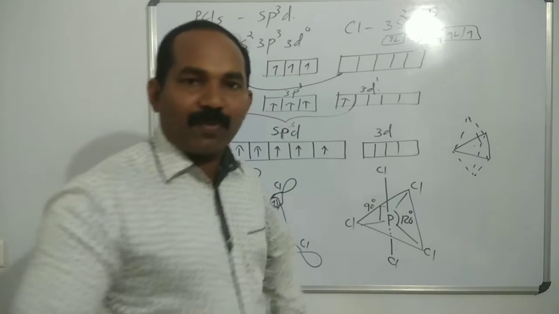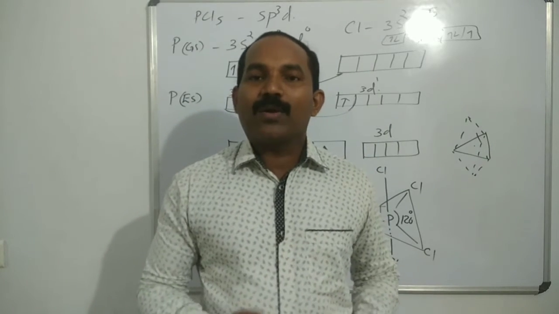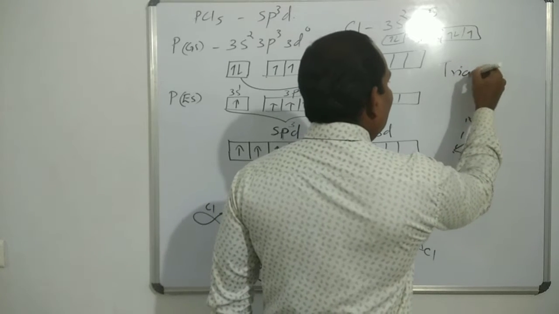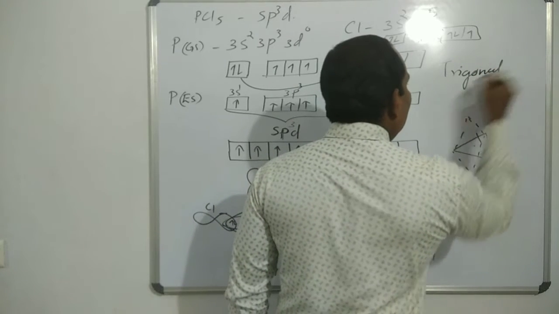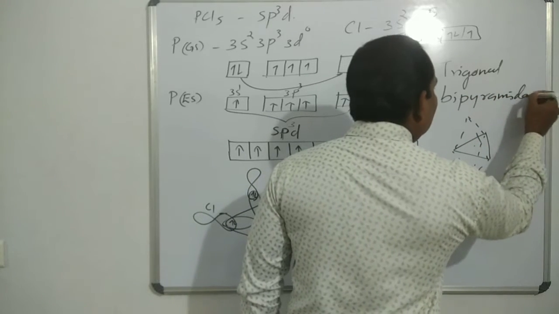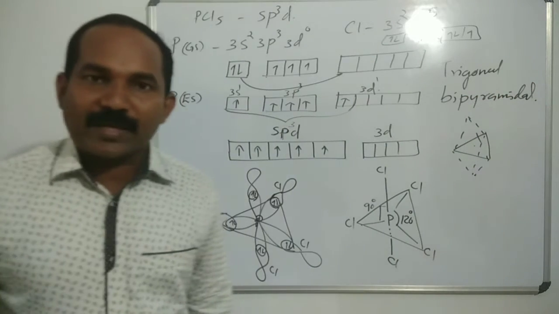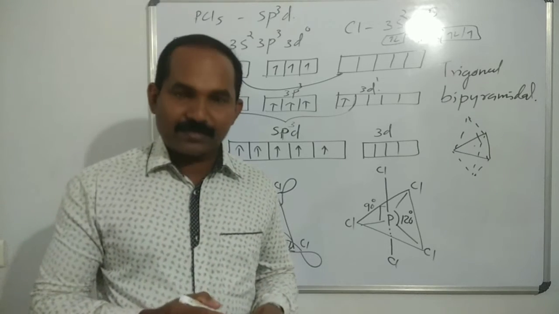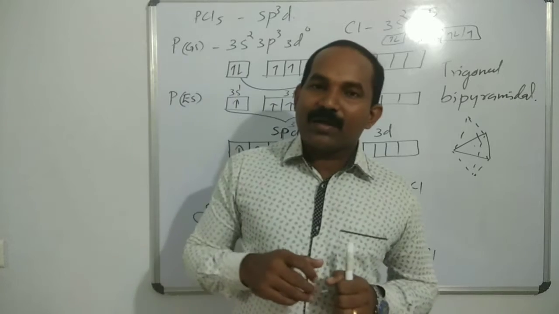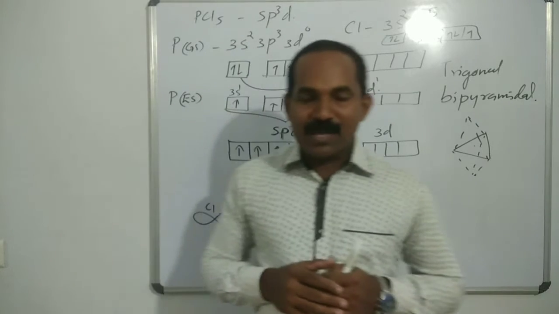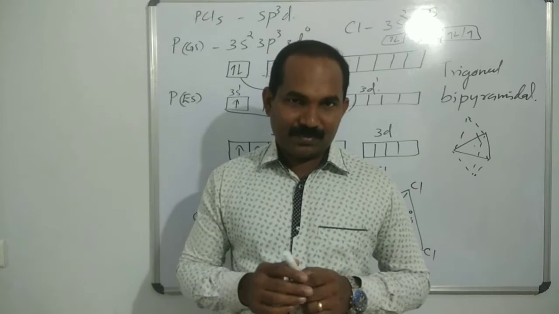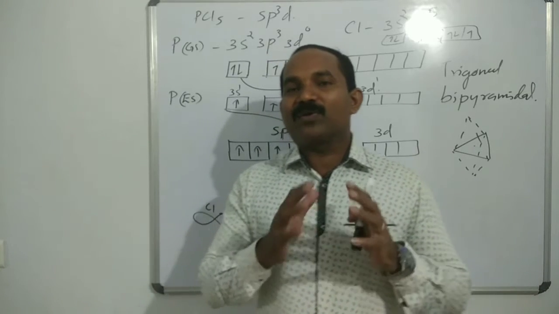So, what is the shape of the molecule? Trigonal bipyramidal. Are you clear? Yes. Then another important thing we have to discuss. The PCl5 molecule is reactive. Why is the PCl5 molecule reactive?